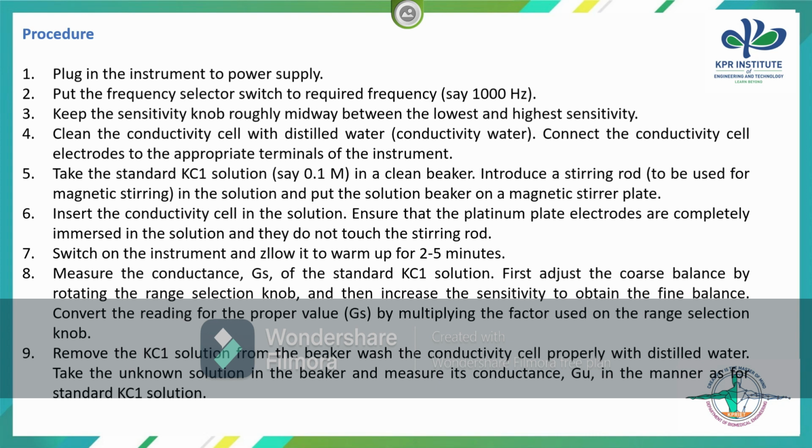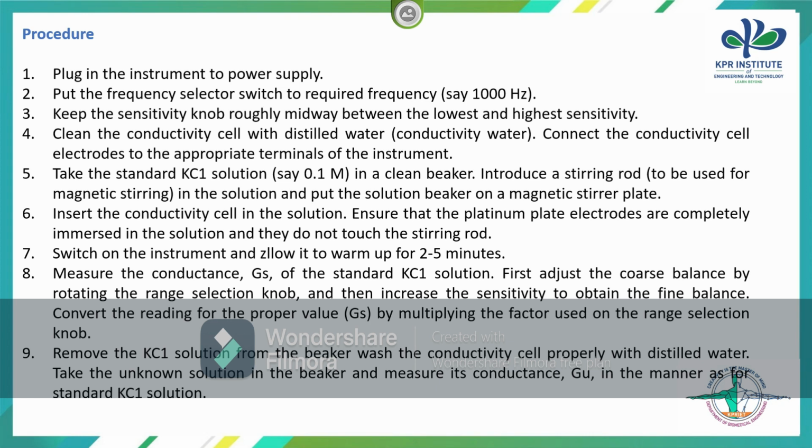Measure the conductance. First, adjust the coarse balance by rotating the range selection knob and then increase the sensitivity to obtain the fine balance. Convert the reading to the proper value by multiplying by the factor indicated on the range selection knob. Remove the solution from the beaker and wash the conductivity cell properly with distilled water. Take the unknown solution in the beaker and measure its conductance in the same manner as for the standard KCl solution.